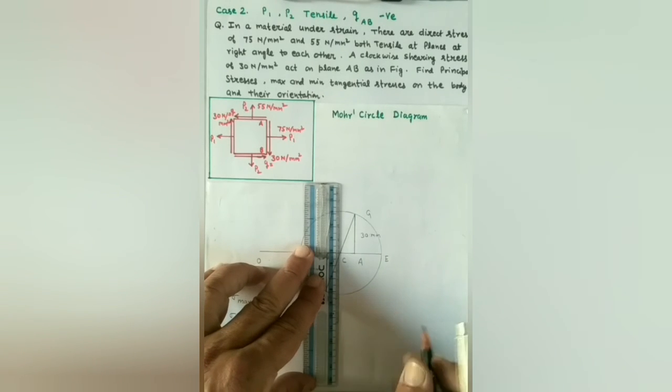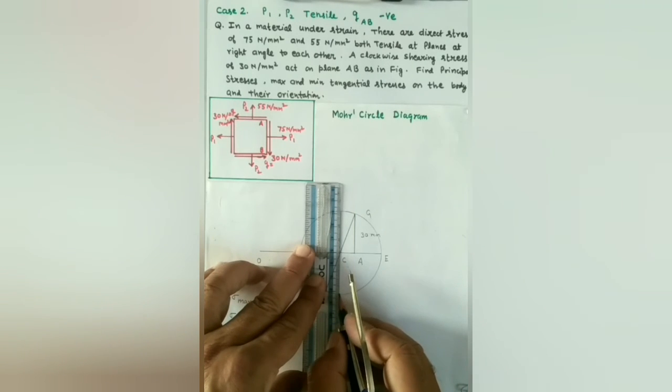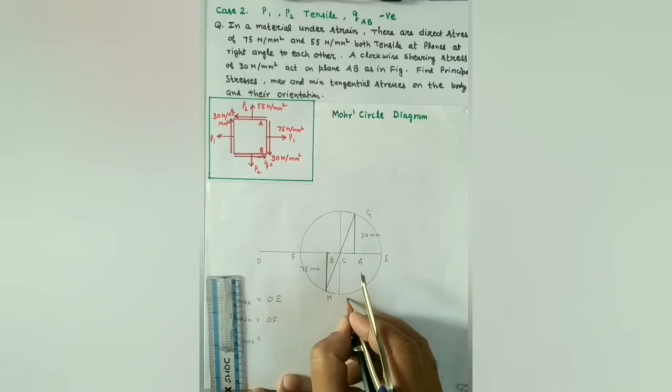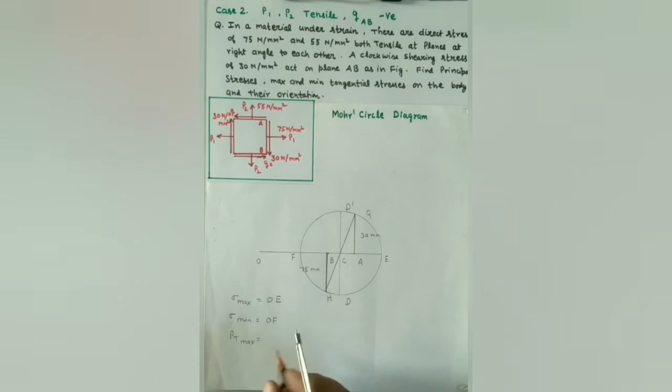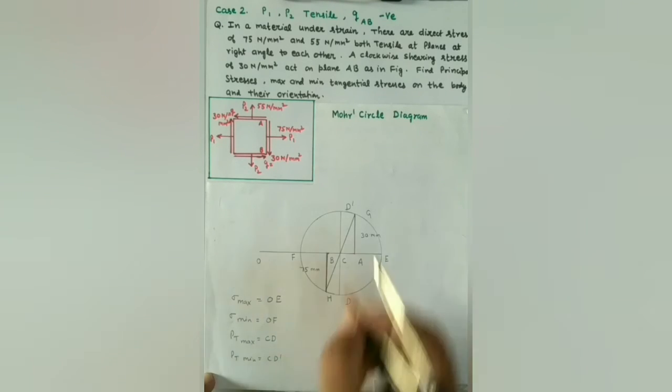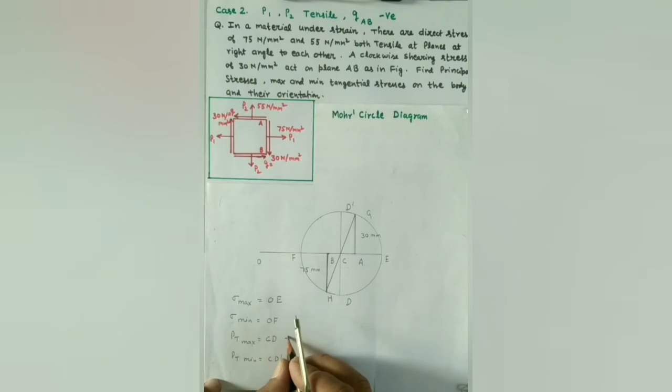And the maximum tangential stress will be a vertical line from C that touches the circle. Let these points be D and D dash. So PT max is line CD, since the positive stress is shown below the x-axis, and PT min will be line CD dash, which is above the x-axis vertically.